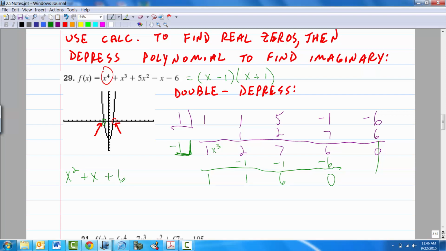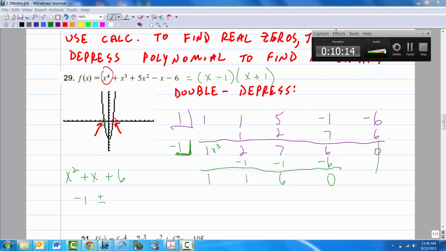Because it would be nice if I could factor this, then I can write the last two linear factors. Can I? No. If I can't factor, how do I find zeros? Quadratic formula. Negative b plus... you can do the quadratic formula. I'm going to do that offline to keep my movie.